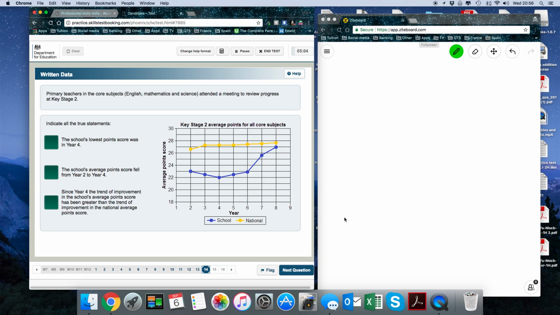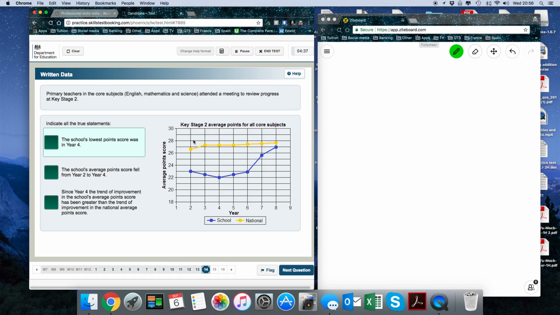Okay, another line graph. We can see this time that the blue one is underneath the yellow one the whole time. So I'm sure they're going to ask us some slightly different questions on it. First statement, the school's lowest point score was in year 4. School is blue, lowest 4, we look at that, it's clearly the lowest. Nice easy question.